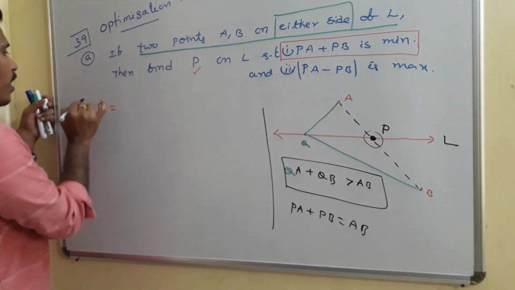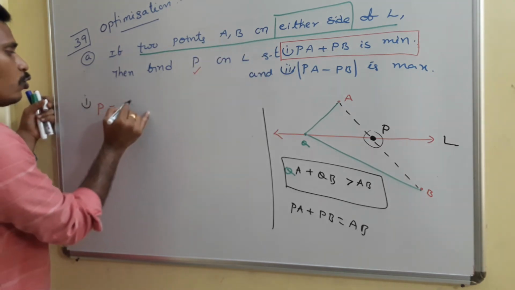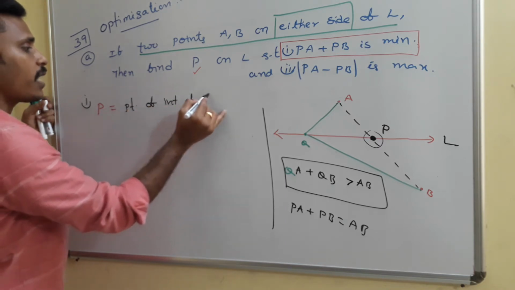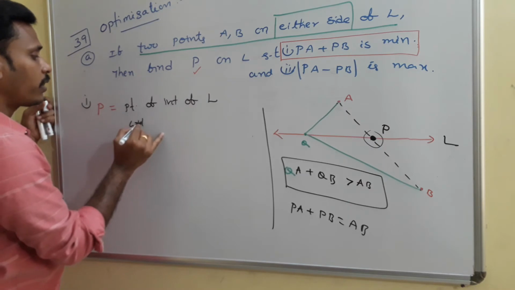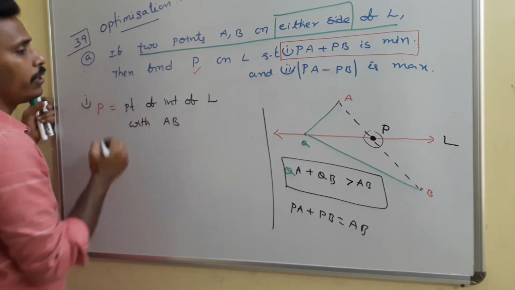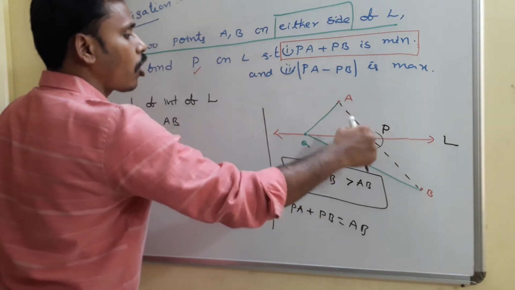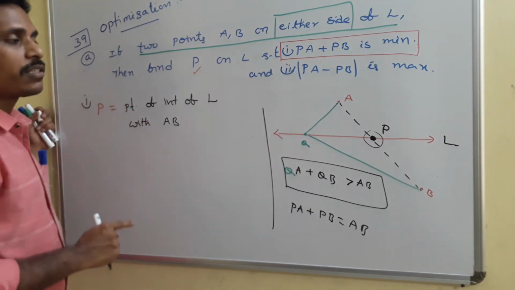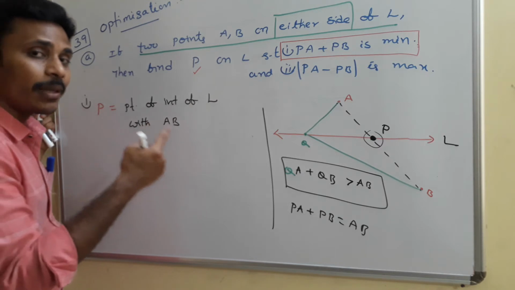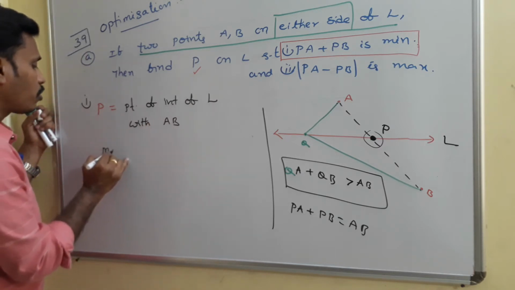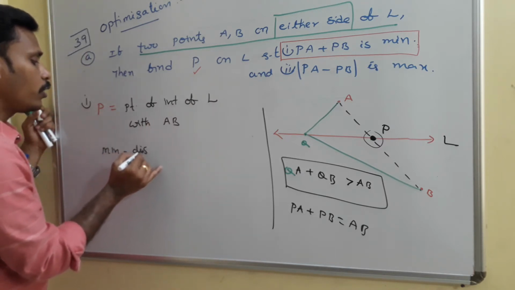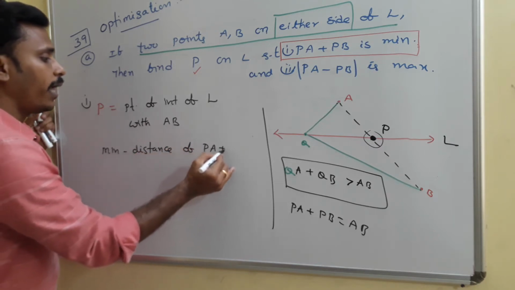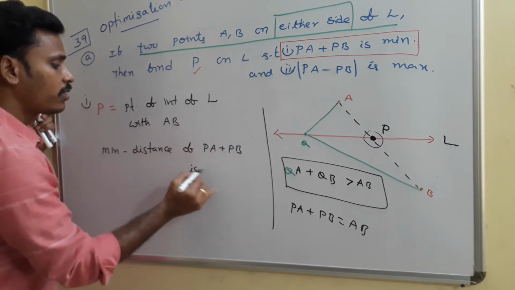For the first bit, I am telling you that P is equal to the point of intersection of the line with the line AB. If AB and the line have a common point P, only that point will give you the minimum distance, and in all the other cases you will get a larger distance. And that minimum distance of PA plus PB is AB.